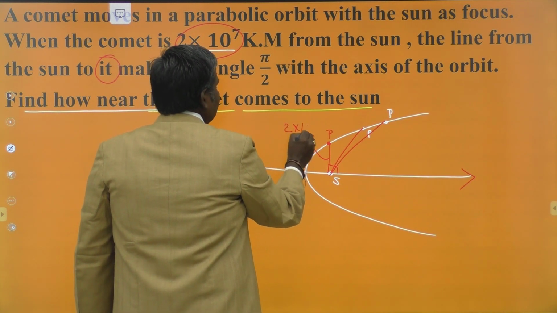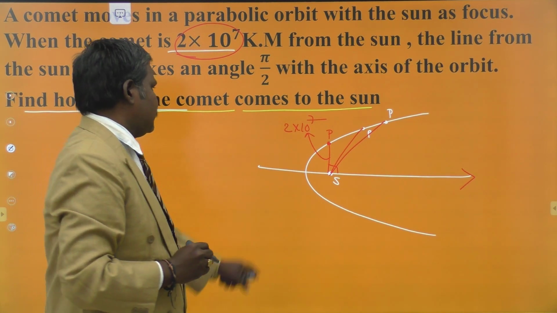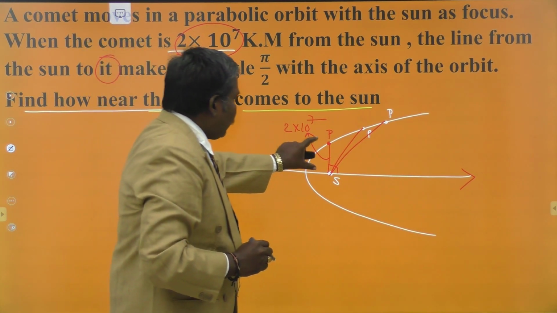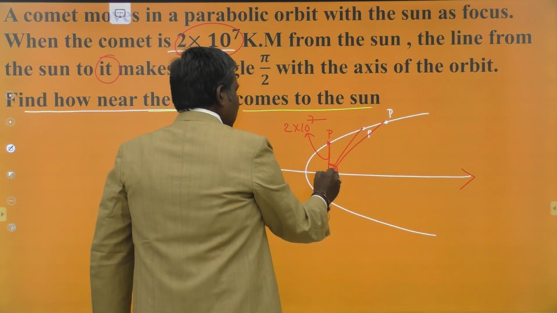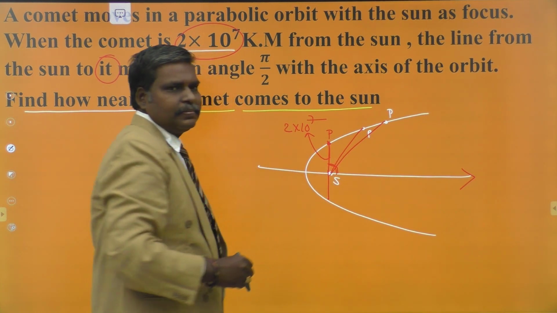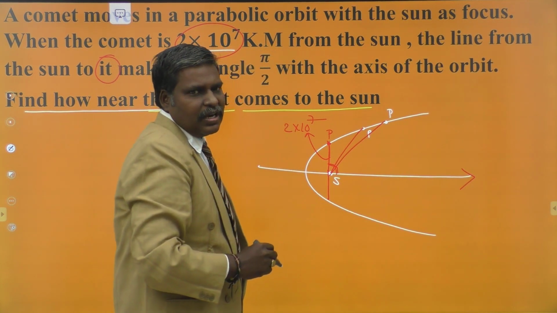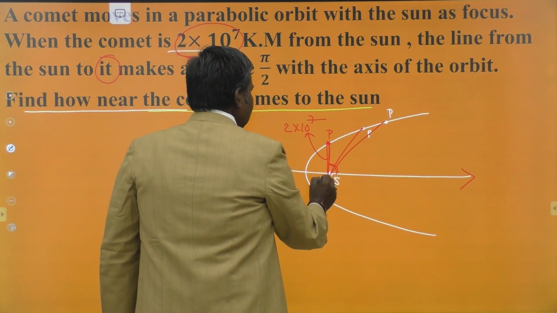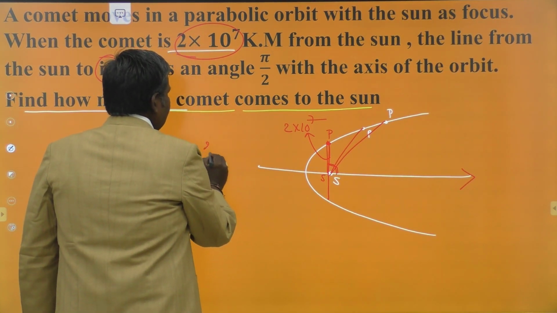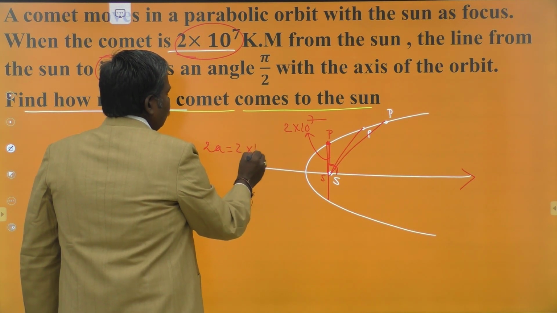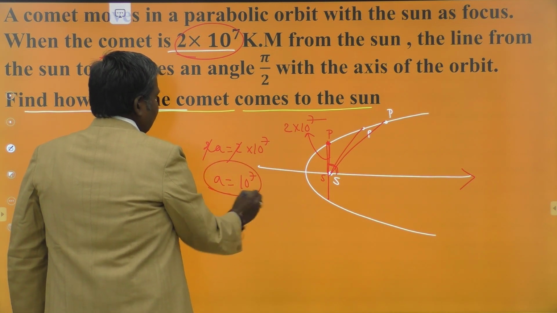So its length is given to you, my dears. It is 2 into 10 power 7. This is the line passing through focus. And if you extend this one, is it latus rectum or not? This is latus rectum. Every latus rectum is bisected by its axis itself. All of you know that. It is a semi-latus rectum. SP is your semi-latus rectum. What is the length of semi-latus rectum, my dears? 2a. 2a is equal to 2 into 10 power 7. 2 gets cancelled. You obtain a as 10 power 7.